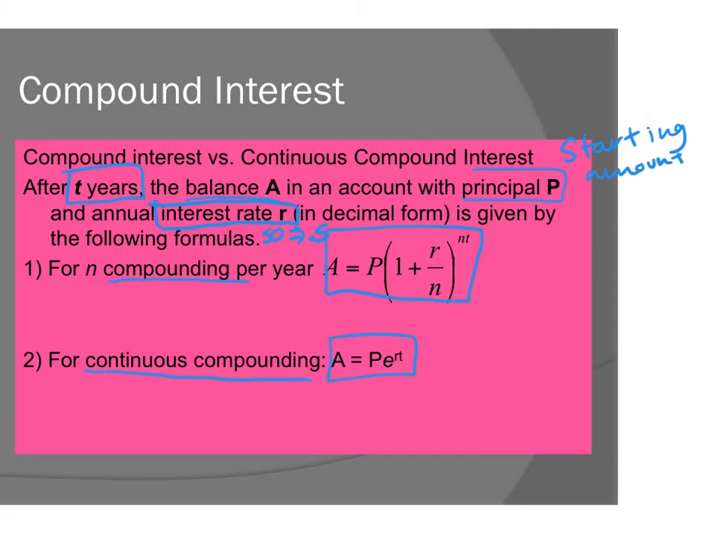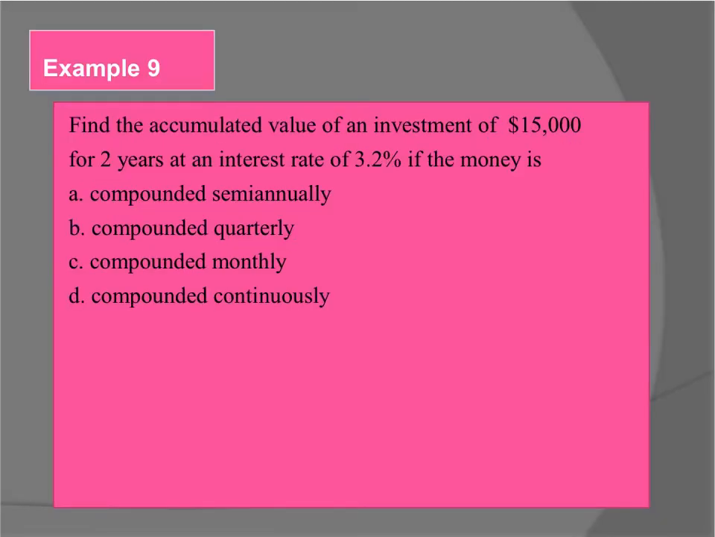So again, problems like this, we're just plugging it into the formula and then putting it into our calculator. Alright, so let's look at example 9. Find the accumulated value of an investment of $15,000 for 2 years at an interest rate of 3.2% if the money is compounded semi-annually. Okay, first let's name our P, our T, and our R. So what's our P? Our P is 15,000. It's what we started with.